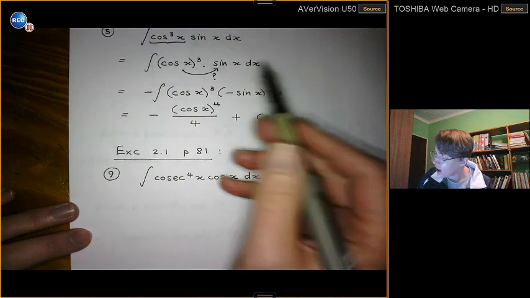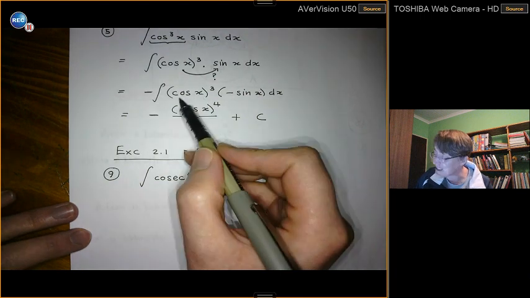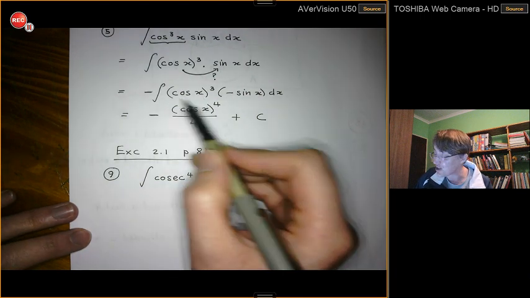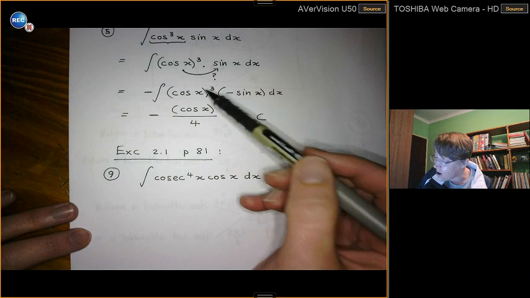Hopefully you do. Okay, so the only tricky part there is going to be seeing if I can find that inside function's derivative. But the actual integration is easy because it's not actually a trig integration per se.